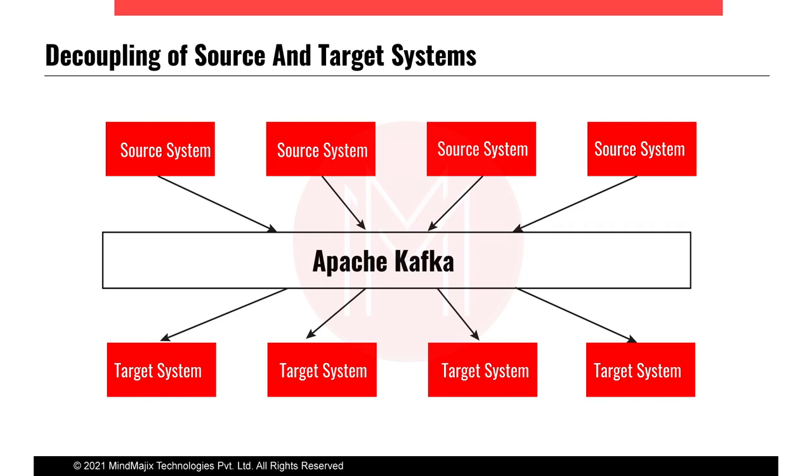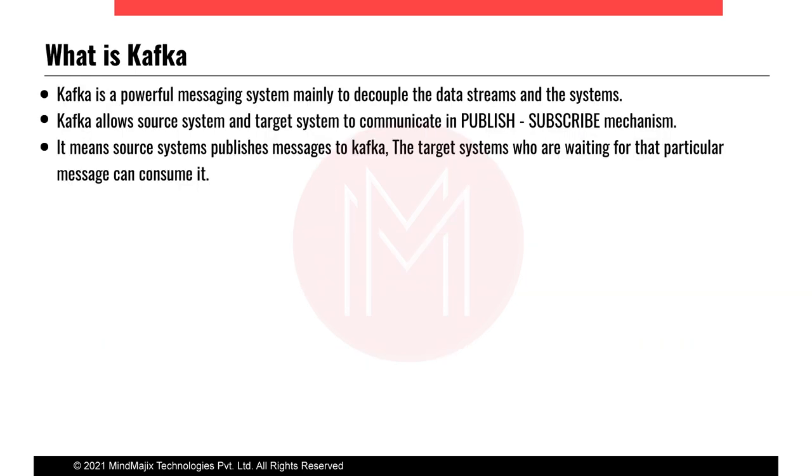Now, got a clarity on what is Apache Kafka, and any question here? So now let's talk about something about Kafka. Now we have a picture, we have a clarity. Okay, what is the purpose of Kafka? Now let's talk about what is Kafka. So Kafka is a powerful messaging system mainly to decouple the data streams and the systems.